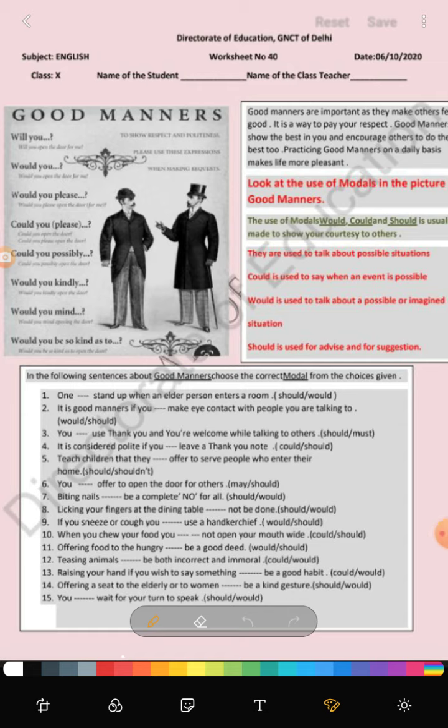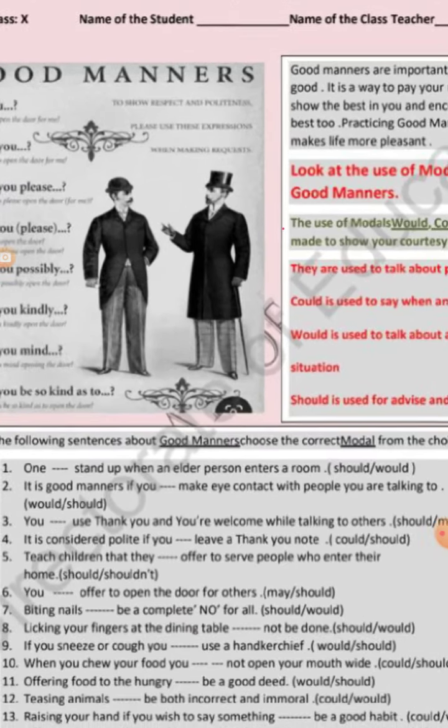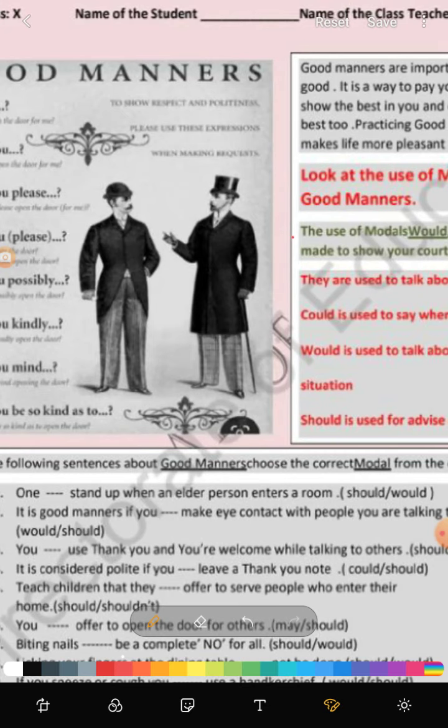So, today's worksheet is on good manners: how we can use modal verbs to speak about good manners. As you can see, we have here expressions to show respect and politeness. Please use these expressions when making a request.